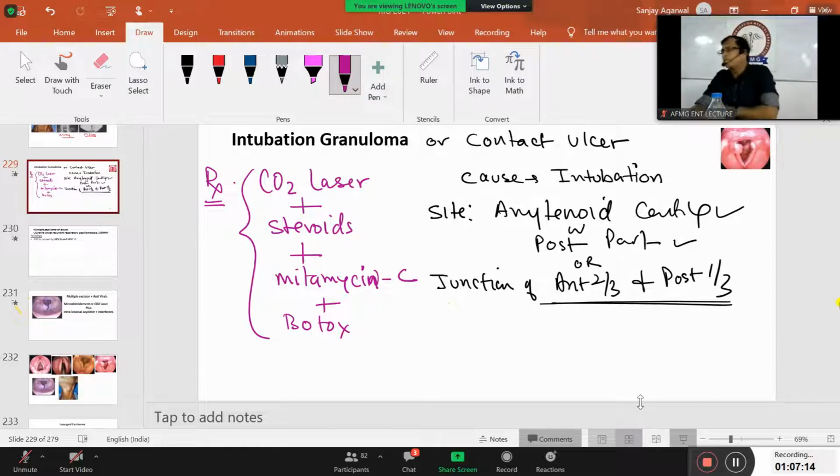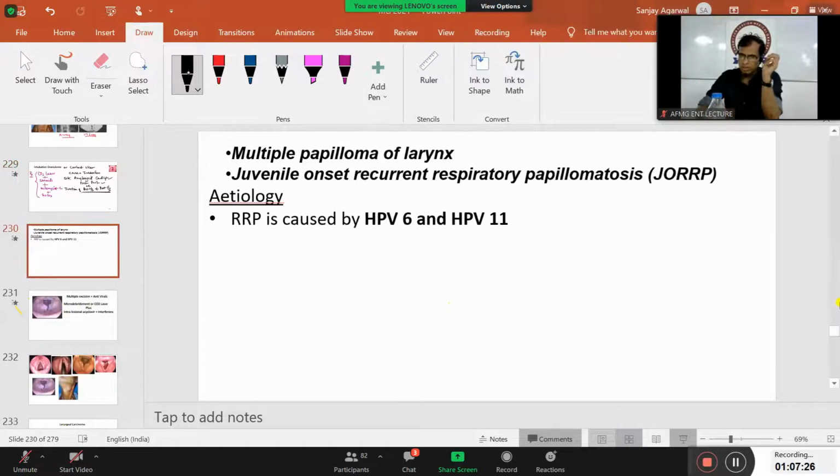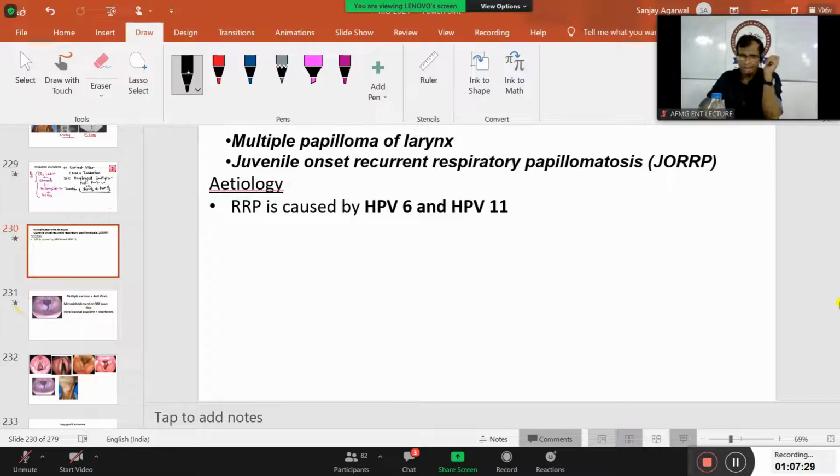So this is intubation granuloma, and this will complete all the non-neoplastic growths. We'll talk about neoplastic growth, which is divided into benign and malignant. What is the benign growth? Papilloma of larynx. These are the other names for papilloma of larynx. It's either called multiple papilloma of larynx, or it's called juvenile onset recurrent respiratory papillomatosis, JORRP.